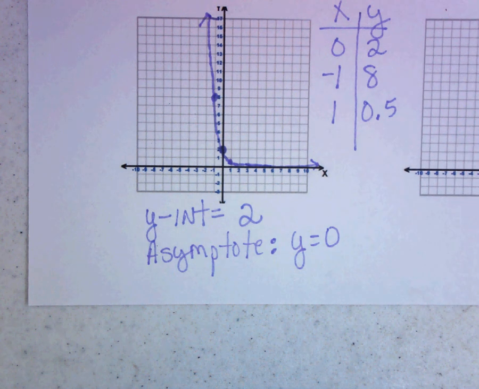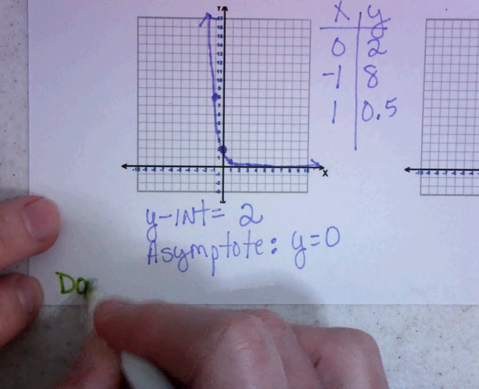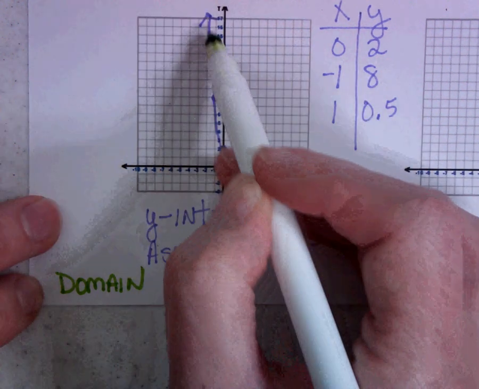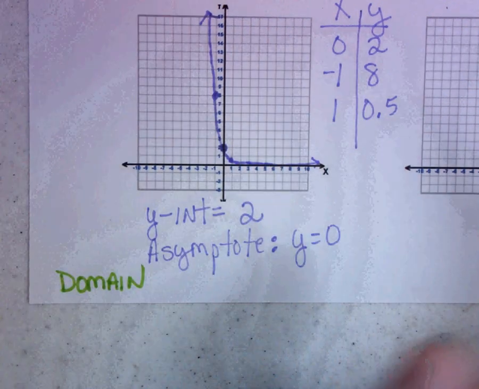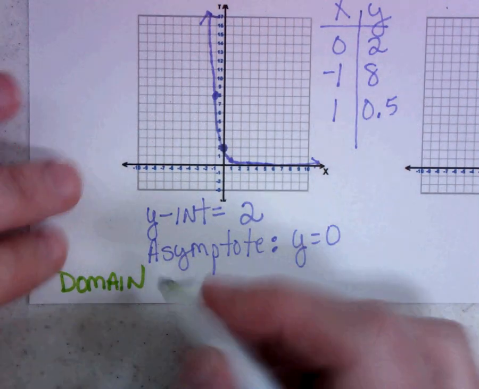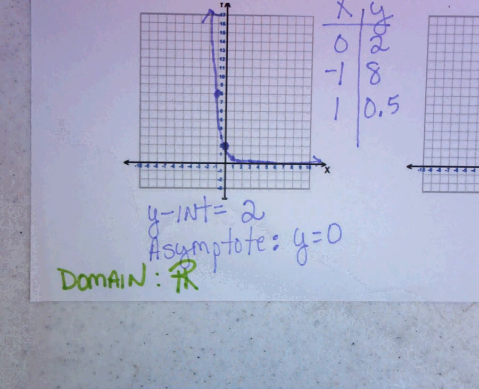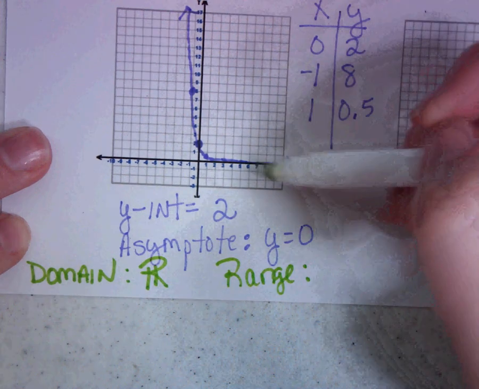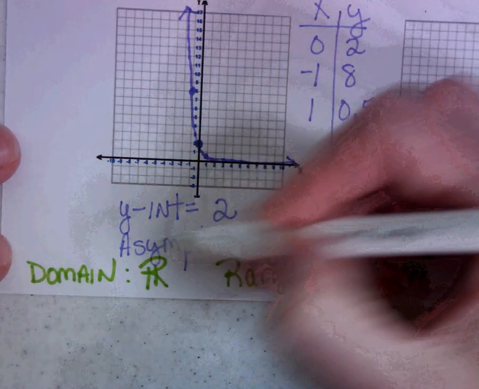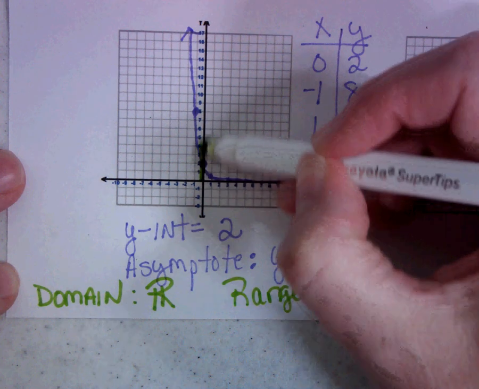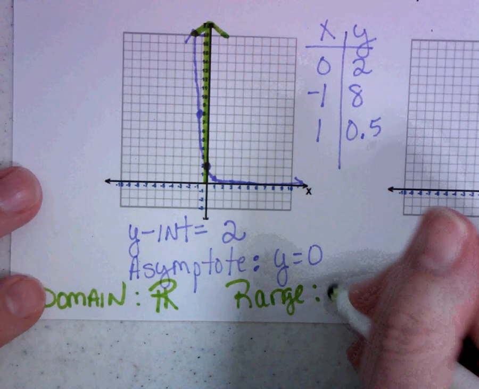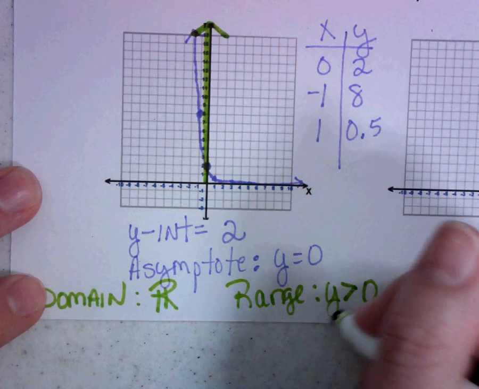Okay, and so let's talk about our domain. Domain is all the x values. So if our graph is continuing on in both directions, and even though it looks like it's going straight up, it's really spreading out, this would be all real numbers for our domain. And then for our range, we know that our boundary line is our asymptote, y equals 0. And then all the other y values are going up this way. So for our range, it would just be y is greater than or equal to 0.